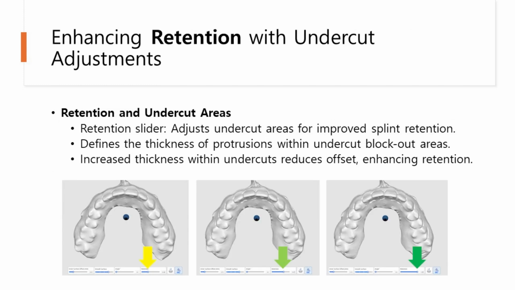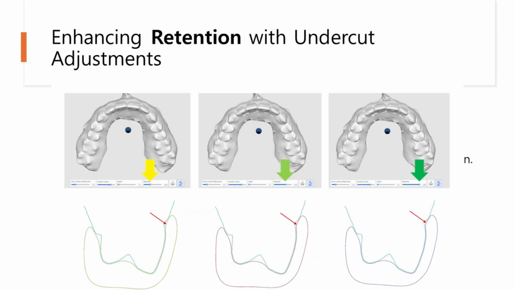The retention slider is a tool for setting the degree to which undercut areas are utilized to secure the splint in place. This adjustment is crucial for optimizing the splint's retention capability. By defining the thickness of protrusions in the undercut blockout areas, the design directly influences the splint's ability to remain securely over the teeth.